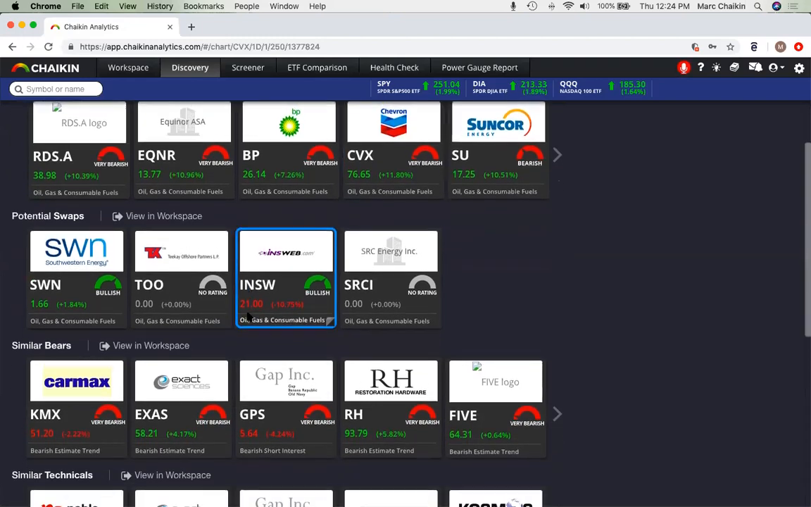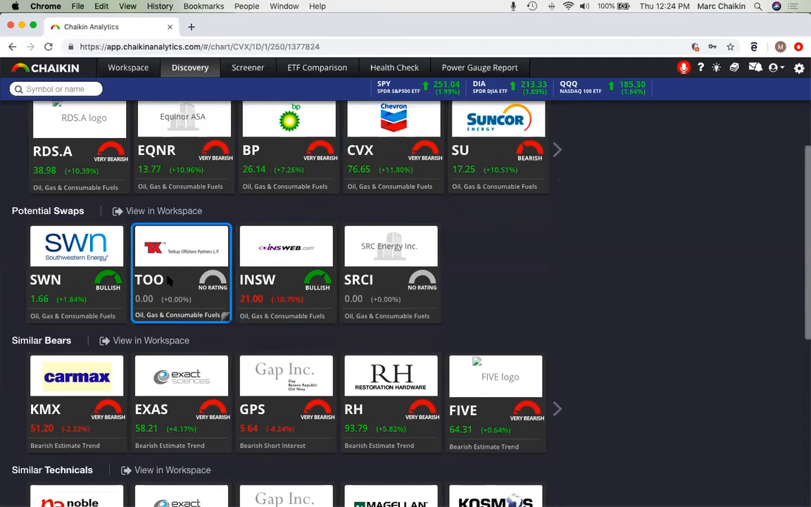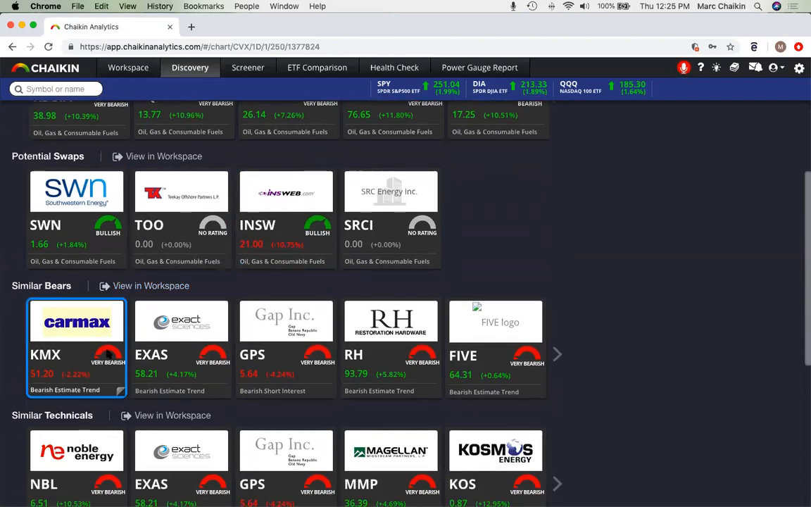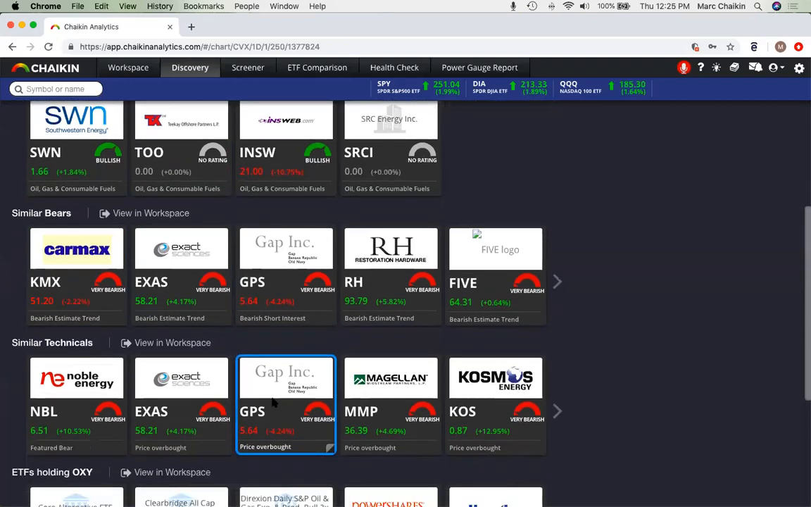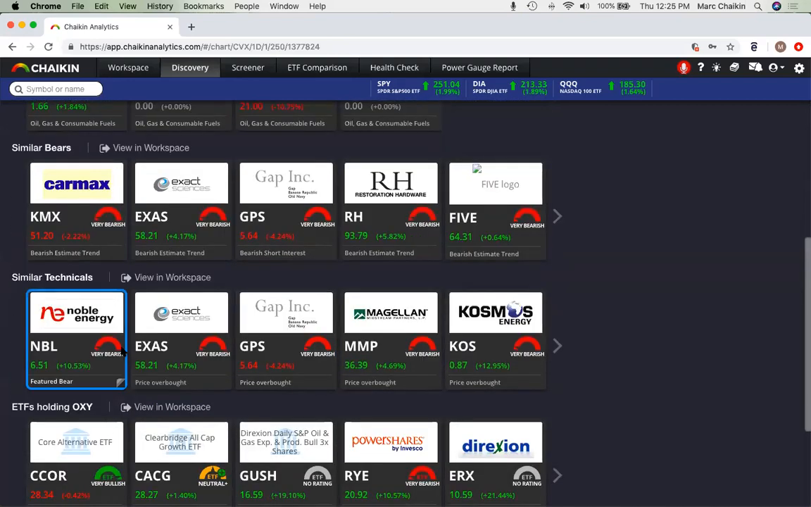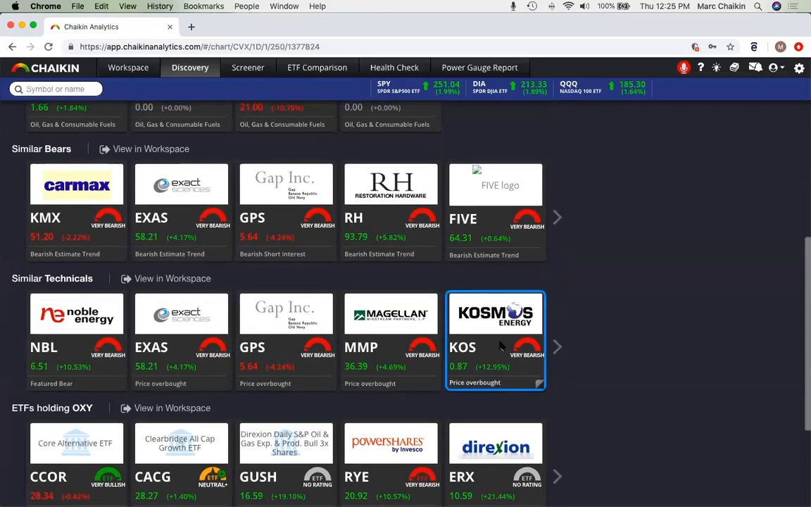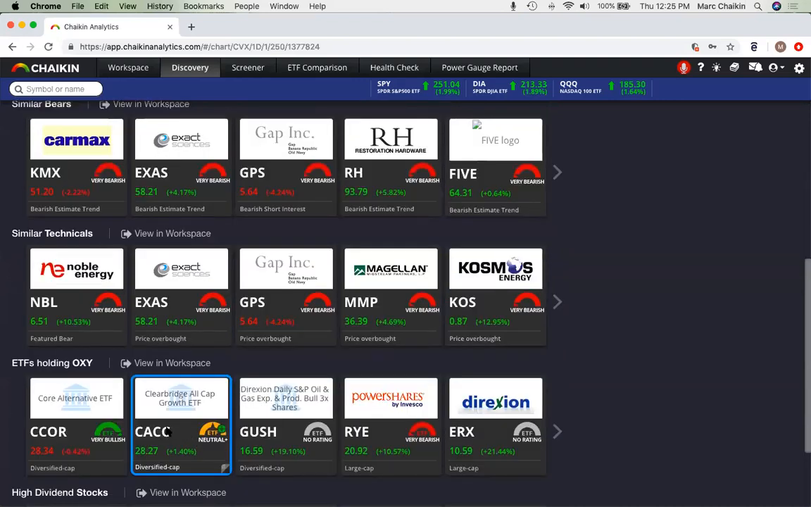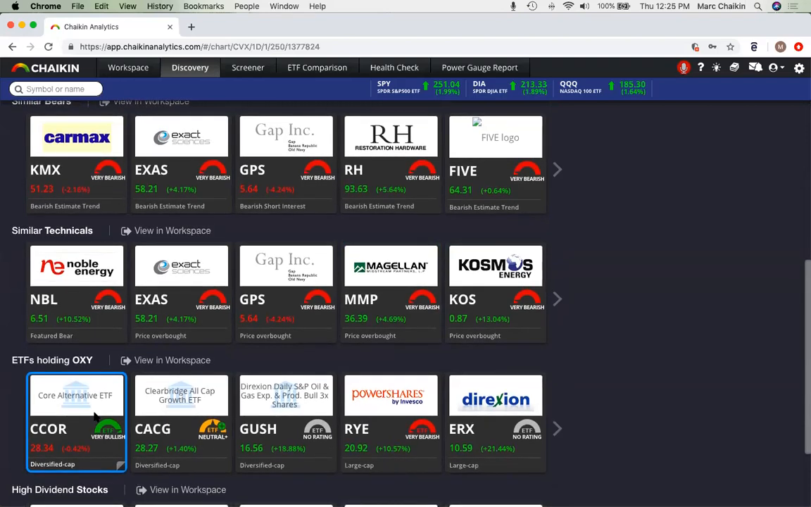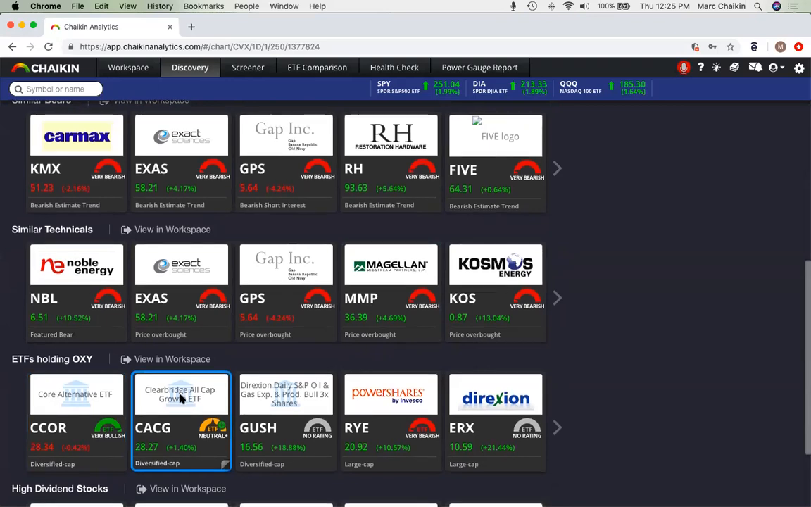Now, let's say you're looking for bearish ideas outside of the energy sector. Well, here are similar bears in different industry groups: CarMax, Gap, Restoration Hardware. Here are stocks with similar technicals. These are in the energy sector. Noble Energy, again, Gap, Magellan, Cosmos Energy. And then finally, ETFs that hold Occidental Petroleum, sorted by the ones in which it has the biggest impact. So Core Alternative ETF, C-Core, ClearBridge All Cap Growth ETF, and so forth.